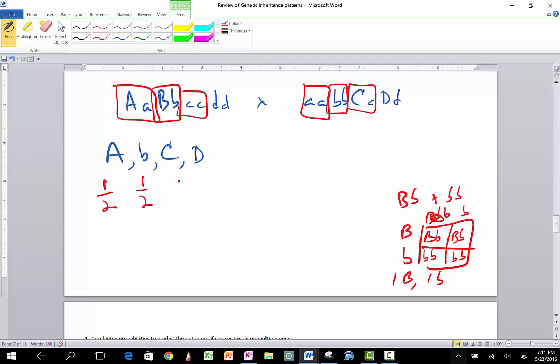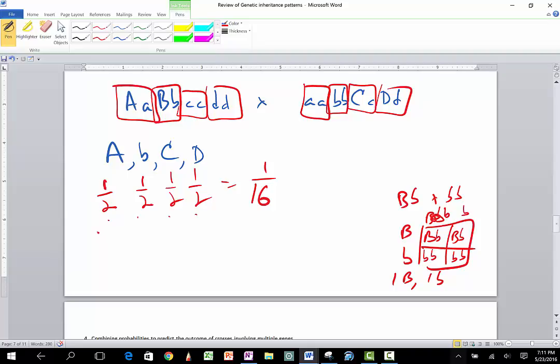Big C, little c, cross a little c, that's 1/2. Another test cross for this guy, that's 1/2. 1 times 1 times 1 times 1 is 1. 2 times 2 times 2 times 2 is 16. So you can do it for any combination. And you can do it for any different kinds of alleles. So these probabilities could be anything.